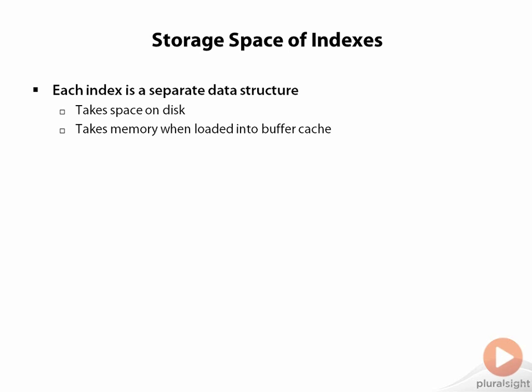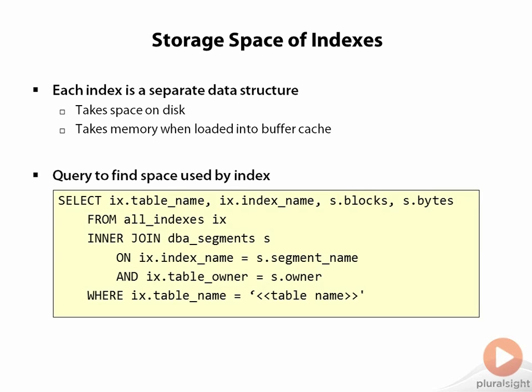The point is, though, whether we're talking about storing the index on disk or having the index in the buffer cache, the index is a separate data structure from your table data, and this separate data structure takes up space. What is the size of this structure? You can find out by running this query. For this query, you'll need permissions to the DBA segments table in the Oracle Data Dictionary, and in this case, we're joining that to the All Indexes view. This version of the query will actually get all of the indexes for a particular table and tell you their size on disk, both in terms of bytes and the number of blocks they take.